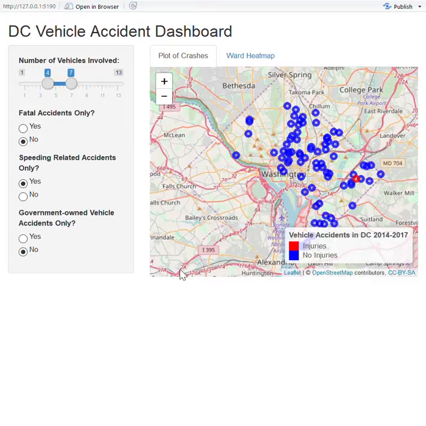And then also on a personal level, I both work and go to school in DC. I'm frequently walking, driving, and even biking around the city. And so understanding where accidents with injuries and fatalities are occurring is going to be useful to both myself as well as my classmates.